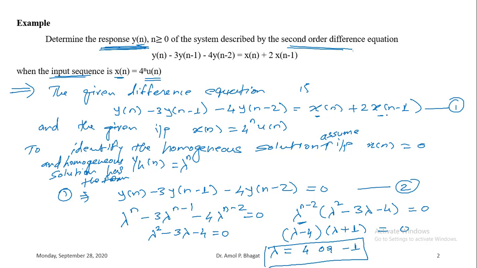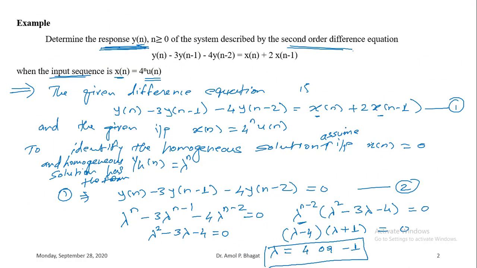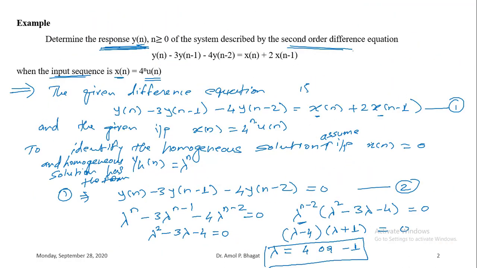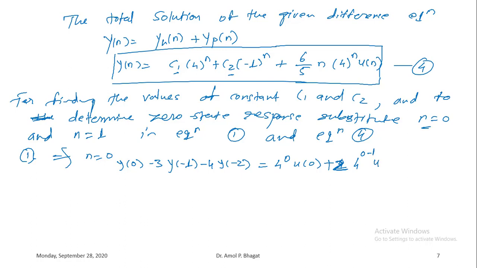So x of n plus 2 x of n, in place of x of n, I will substitute 4 raised to power 0 u of 0, right? So it will be 4 raised to the power 0 u of 0 plus, what is this, 2 into 4 raised to the power 0 minus 1 and u of 0 minus 1, right? Because I am substituting 0 here in place of n. Okay, so it will be, 2 is there in the equation, 2 into 4 raised to the power 0 minus 1 u of 0 minus 1, okay.